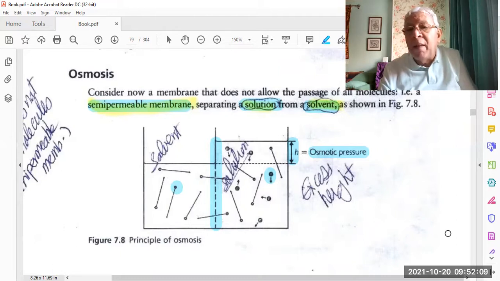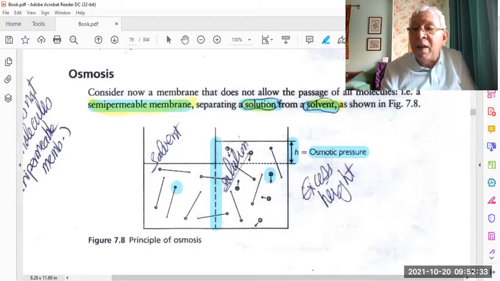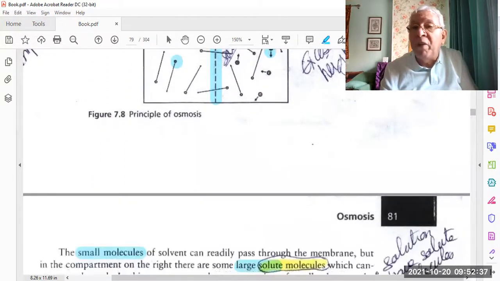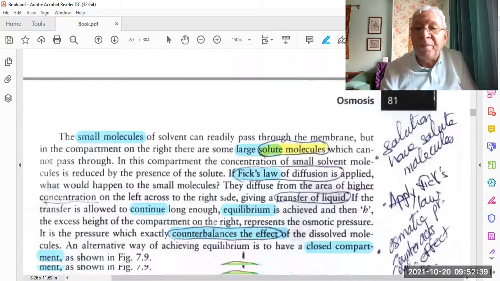But the solid present in the solution will hinder or counteract the effect of this diffusion, so the diffusion is limited. At equilibrium, we will find a height. This height, of the diffusion of the solvent to the solid, we call the osmotic pressure. It is the capability of the solids in the solution to hinder or counteract the passage of the solvent to the solution.